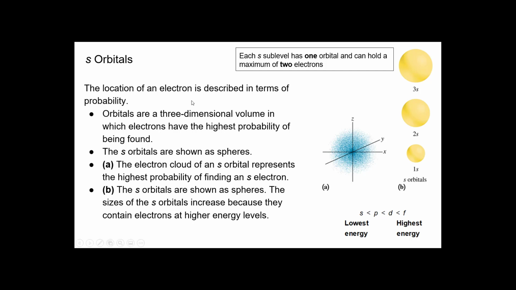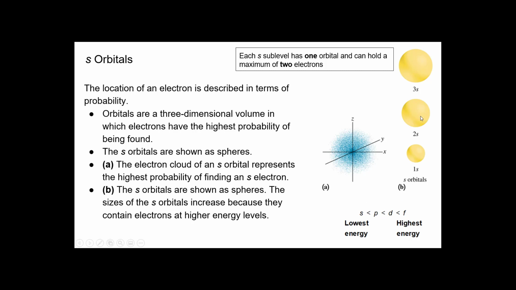The location of an electron is described in terms of probability. Orbitals are 3-dimensional volumes, which is where you see the x, y, and z here. It's supposed to be 3-dimensional, where the electrons have the highest probability of being found. S orbitals are always spheres. The electron cloud of an s orbital represents the highest probability. The s orbitals are shown as spheres, and the size increases because they contain electrons at higher energy levels.